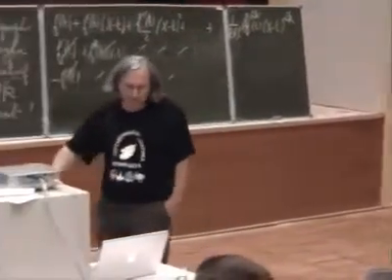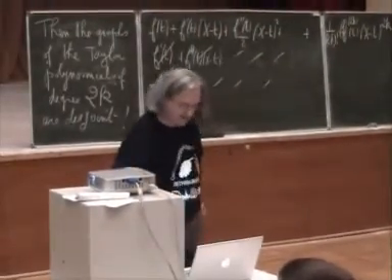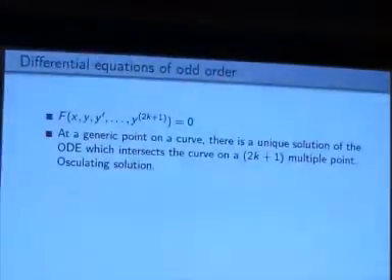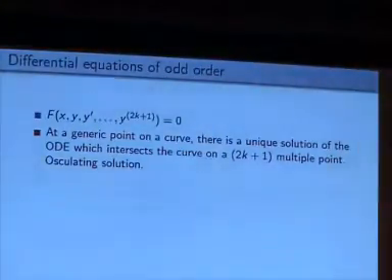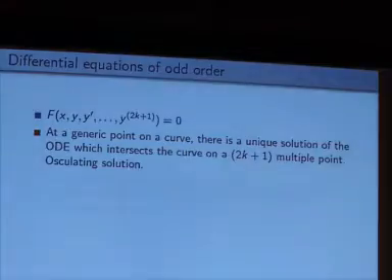Is the same thing true for a general differential equation, or only for a differential equation of the form y to the 2k plus 1 equals something, where it must be expressed explicitly? You are completely right. If it's not explicit, I may be wrong.